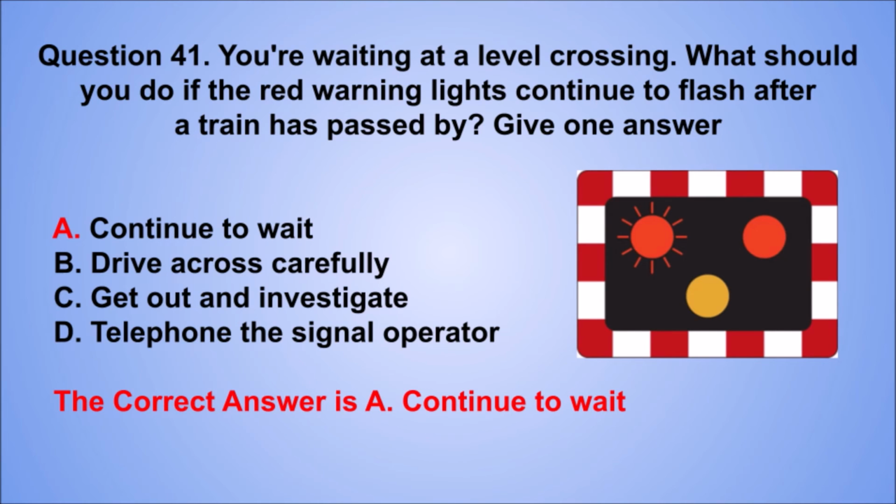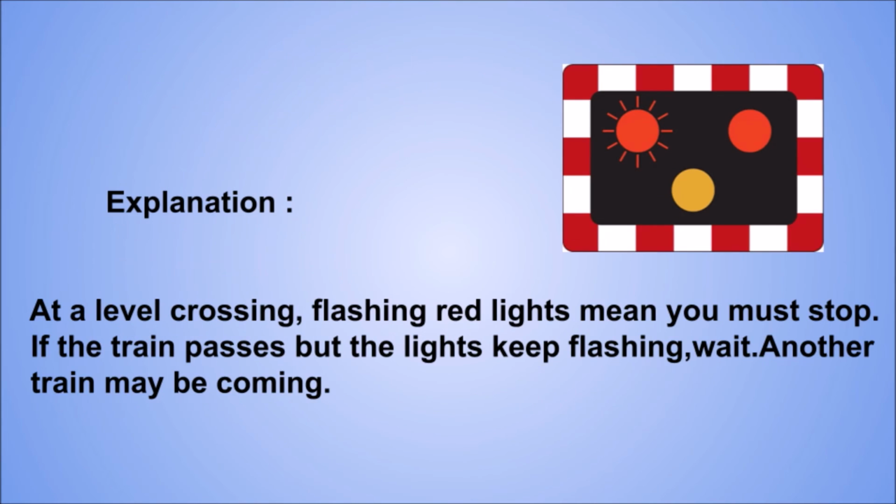Continue to wait. Explanation: at a level crossing, flashing red lights mean you must stop. If the train passes but the lights keep flashing, wait. Another train may be coming.